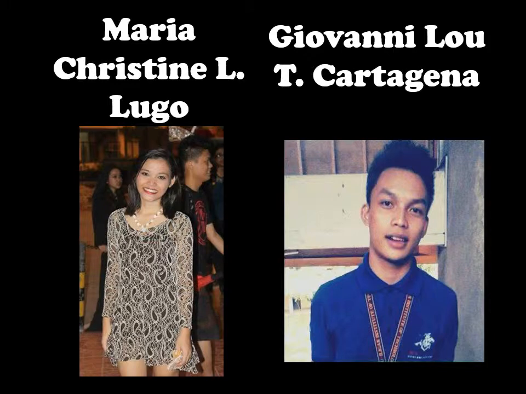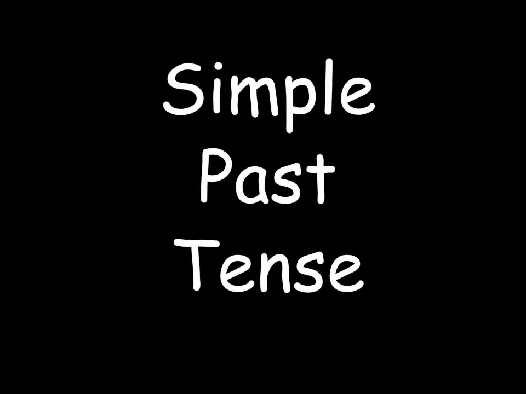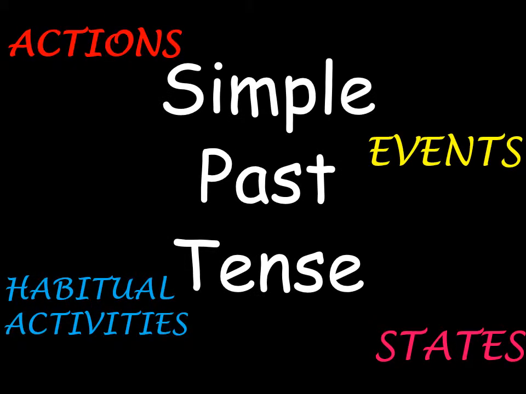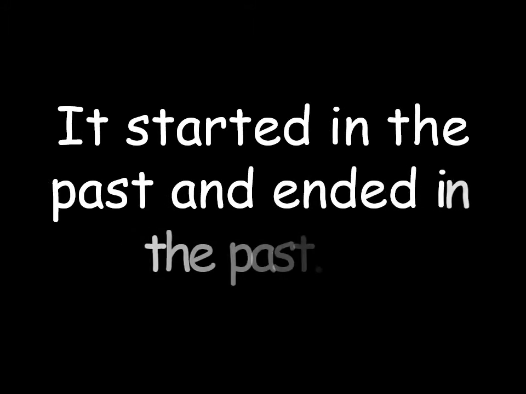Simple past tense. Simple past tense is a verb tense indicating actions, events, habitual activities, and states that occurred in the past and which does not extend into the present. In other words, it started in the past and ended in the past.